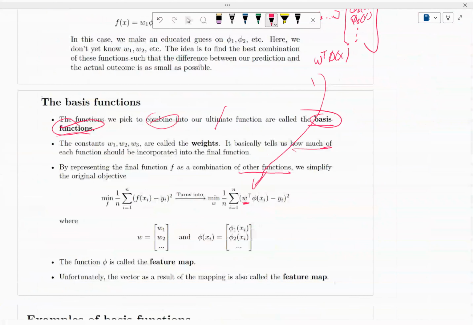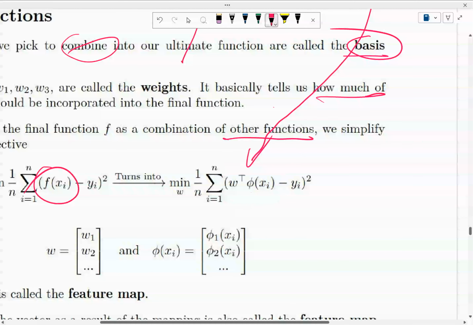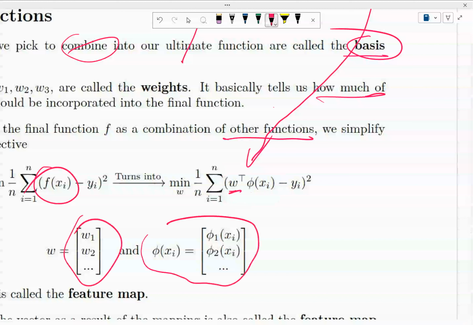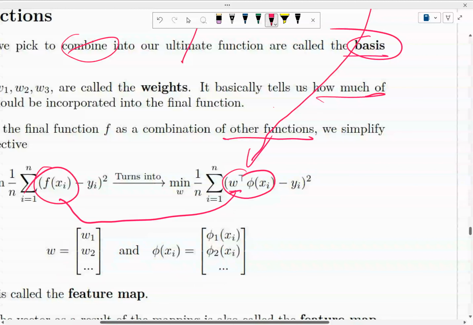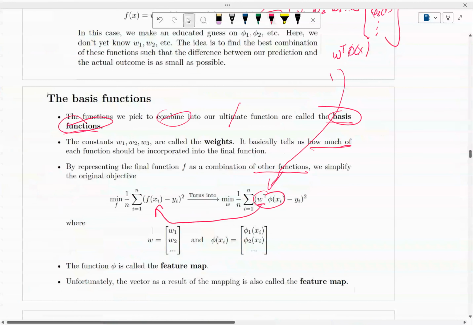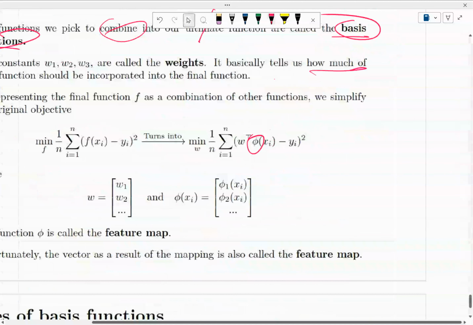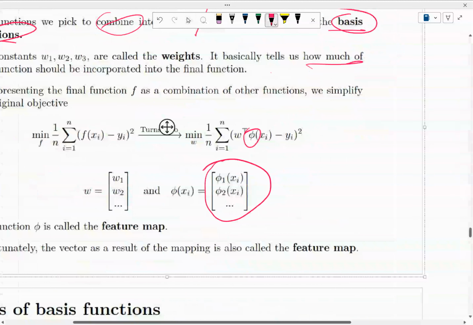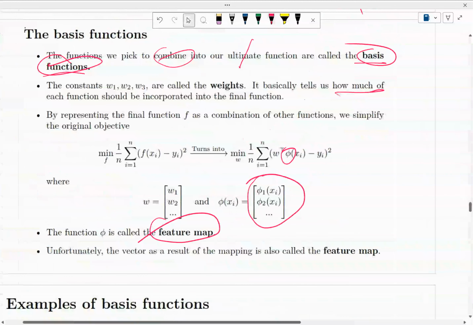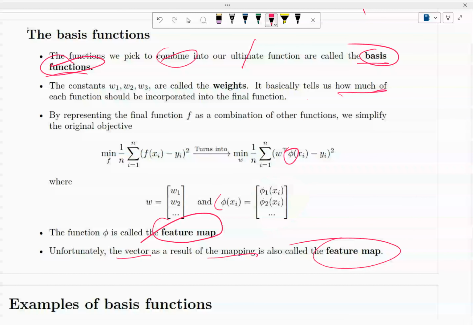Instead of a function, it is now phi of x times w transpose. Now remember what I said the phi of x is and w. So when you multiply them together, we make the assumption that it's approximately equal to this. Now, this function here, which is a vector of other functions, is called a feature map. Unfortunately, the vector as the result of the feature map is also a feature map. So this is a feature map, and the final result is also a feature map.